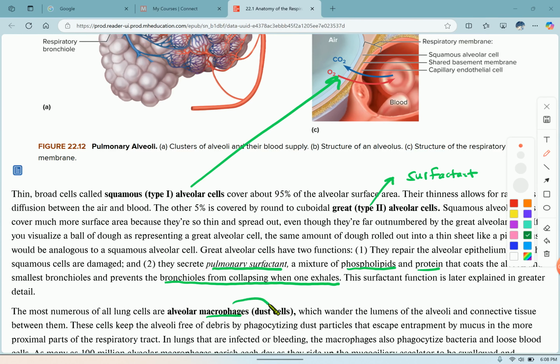Okay, there's the macrophages that are also known as the dust cells. Those are the Pac-Mans that go around and phagocytize, which means they eat the bad guys. Any kind of debris or anything that doesn't belong there.